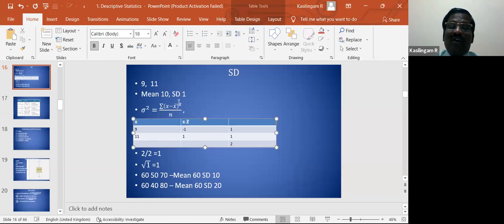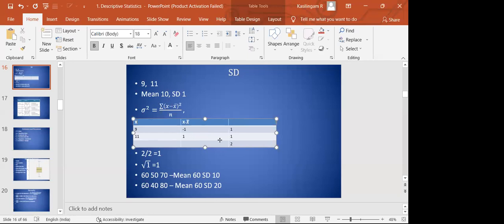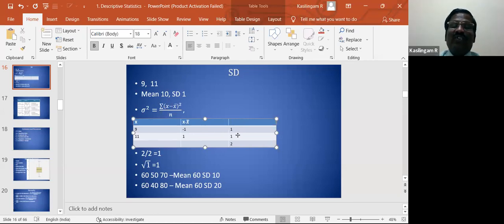So to avoid that 0, we are taking the square. So x minus x bar squared: minus 1 squared is plus 1. When you take a square, the minus becomes plus. Now if you add, it is 2. So now let us put it into the formula. The summation is 2, divided by the number of cases, 2, which is equal to 1.